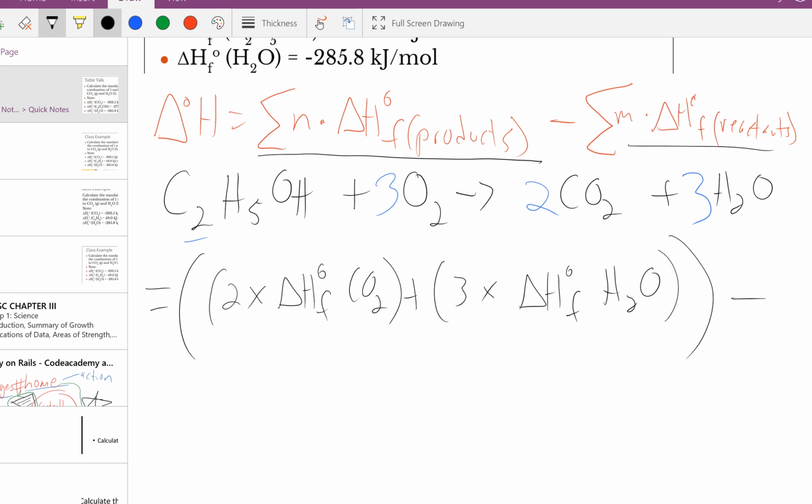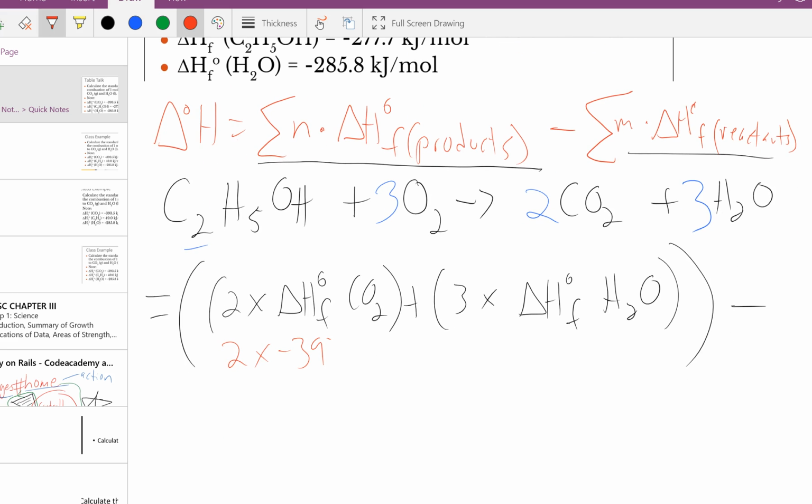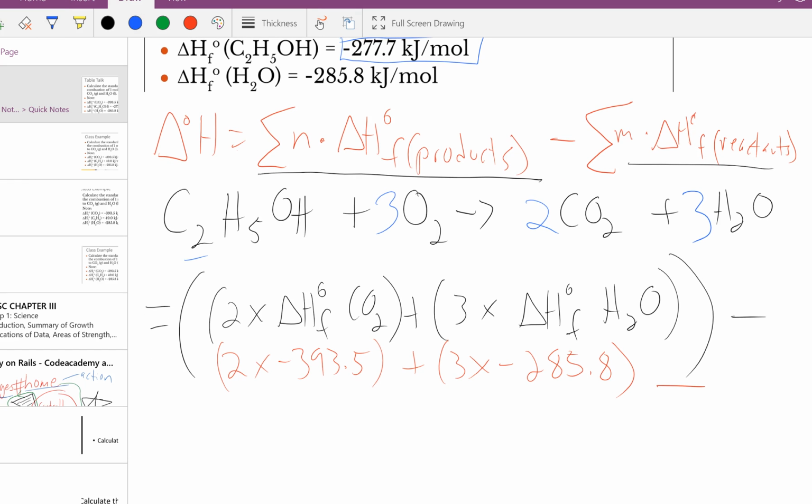In this case, this is going to be the same thing as 2 times negative 393.5 kilojoules per mole plus 3 times negative 285.8 kilojoules per mole minus this guy right here, the enthalpy of formation of C2H5OH, which is going to be negative 277.7 kilojoules per mole. Right there.